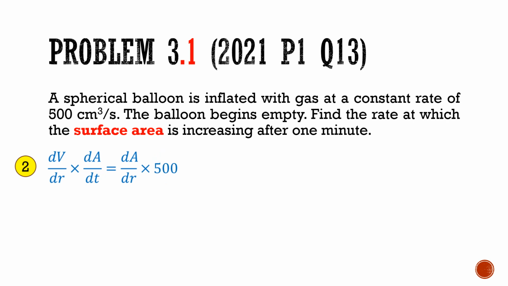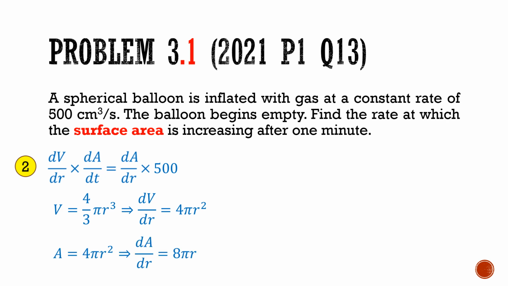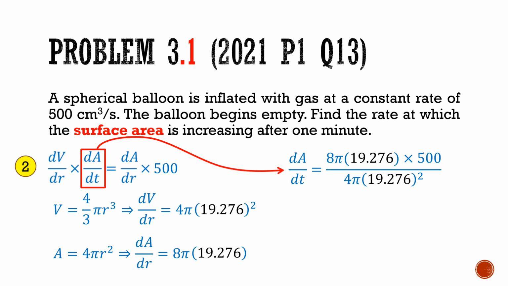Next, same as in problem 3, we know the dV/dr from the volume of sphere equation, so we can compute that to be 4 pi r squared. But for this question, we know the surface area equation of a sphere. It's 4 pi r squared, so we can also compute the dA/dr to be 8 pi r. The radius is still the same as what we found in question 3, so we can sub in 19.276. And by making dA/dt the subject, we can compute that to be 51.9 cm squared per second.